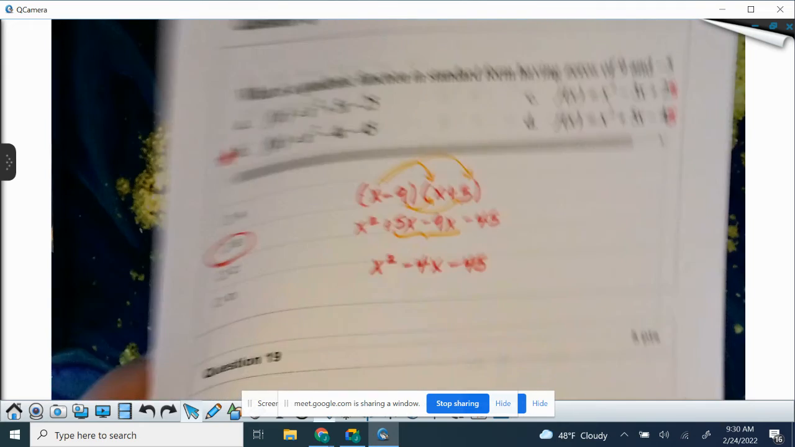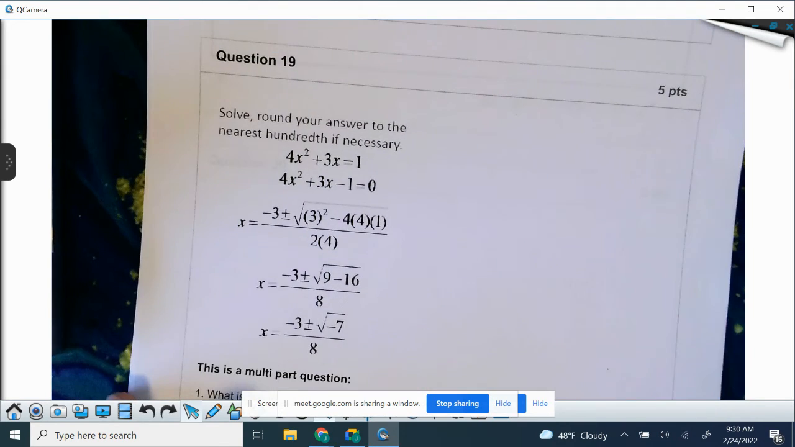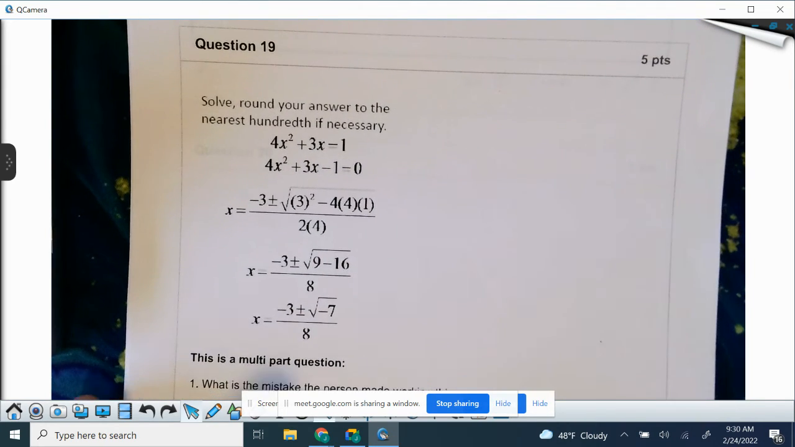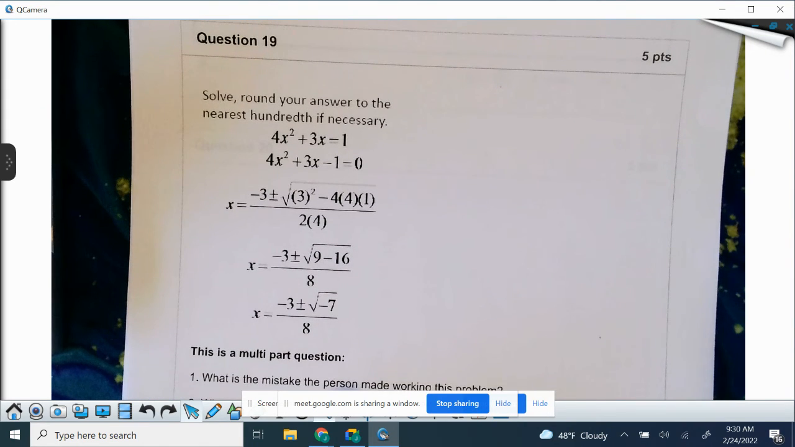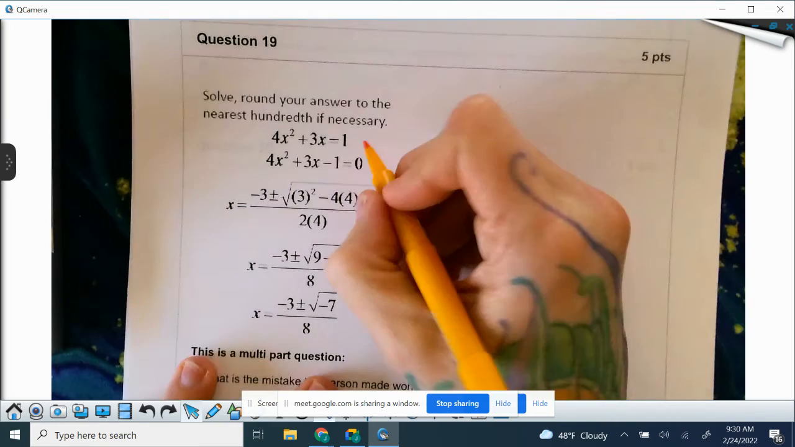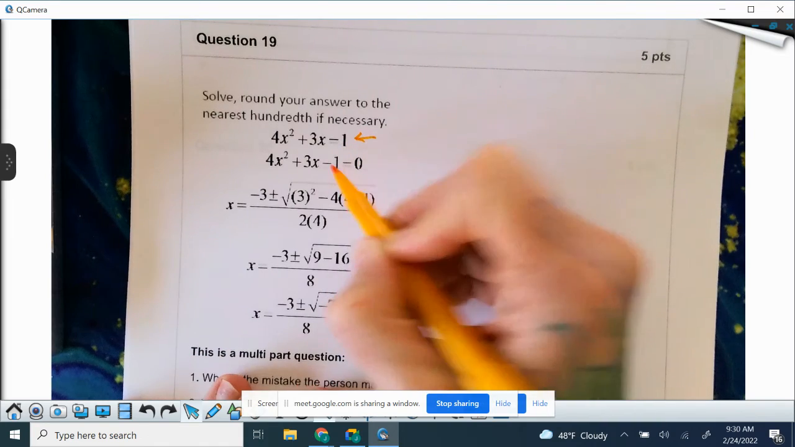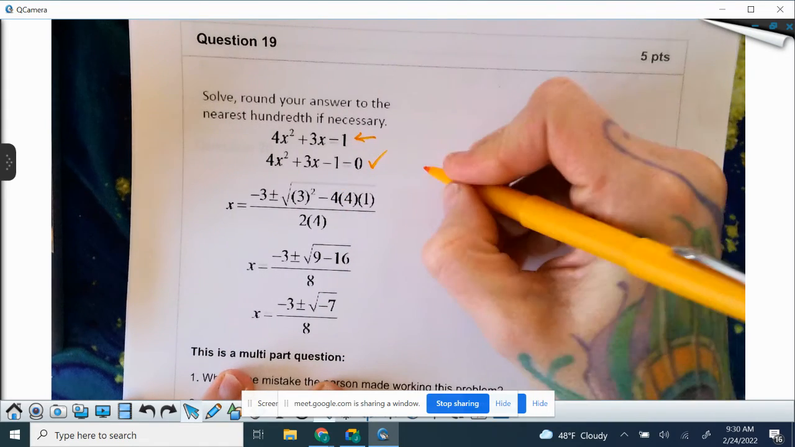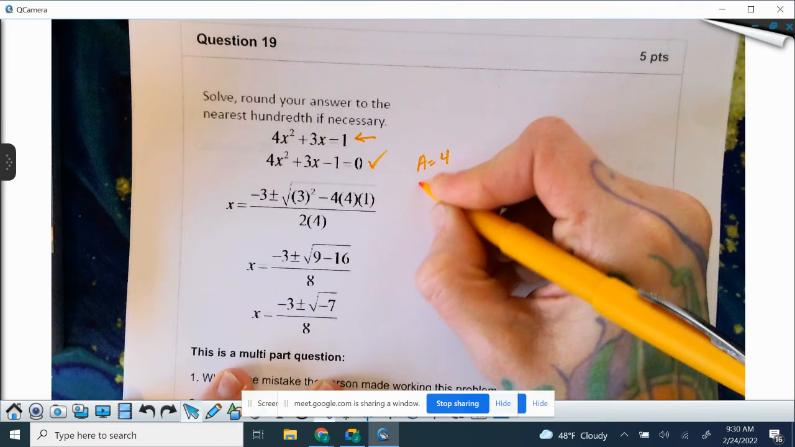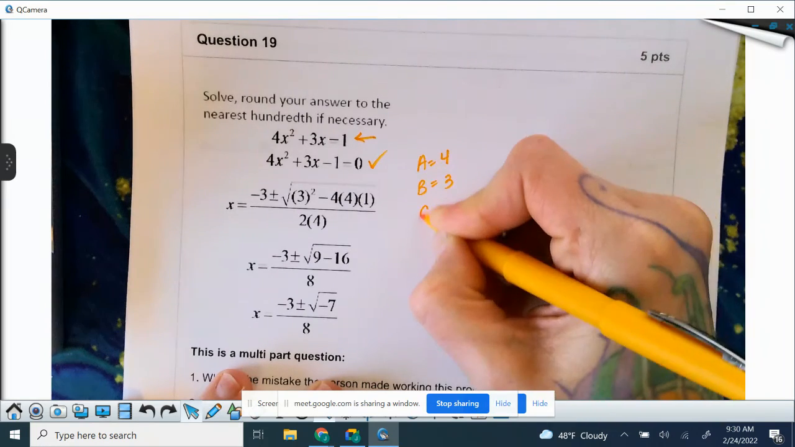All right, everybody loves error analysis. So as I've told you before, sometimes it's hard to find a mistake in work, and it's easier just to work it yourself and then compare your work to someone else's. Totally up to you which way you do it. They definitely needed to put this back in standard form, so they moved the 1. It was positive, it became negative, so we're good there. And that means A is 4, B is 3, and C is negative 1.